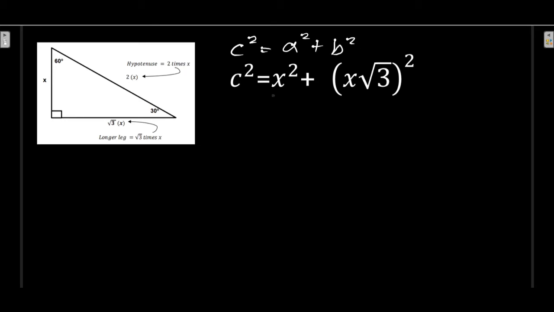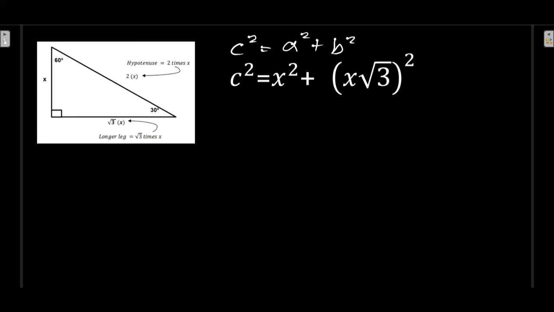So, kinonsider lang natin na this is the longest side, yes. And A is the shorter side, exponent natin ng 2. And the x multiplied by square root of 3 is the longer side of the B square. Then, para mapatunayan natin na ganyan yan, solve natin ito. So, yung C square is equal to x square. Then ito, pag in-exponent natin tong x and square root of 3, so meron tayo dito plus 3x square.